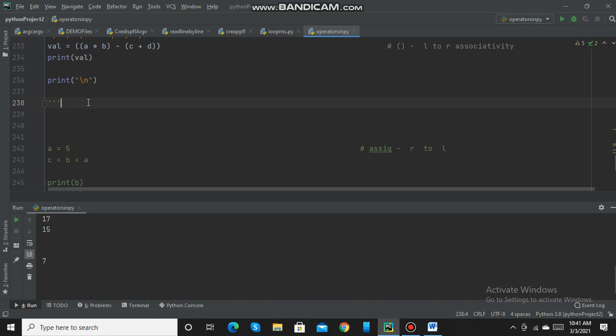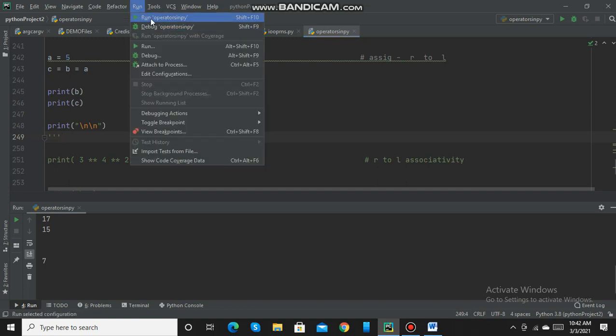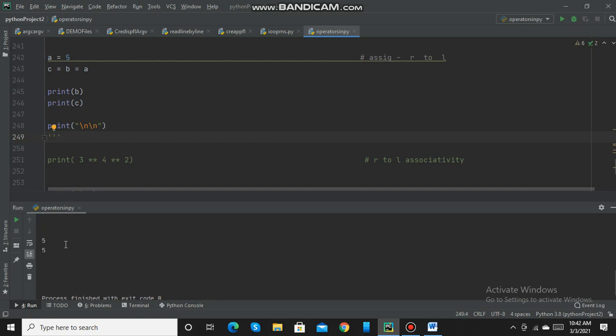Now we will see some examples of right to left associativity. So here we are having this assignment operator. Value of A is 5. Then I am assigning that value to C and B. So the value of A is getting assigned to them. So C will be 5 and B will be 5. So we'll execute this. The value of C and B are also 5. So the assignment has taken place from right to left.